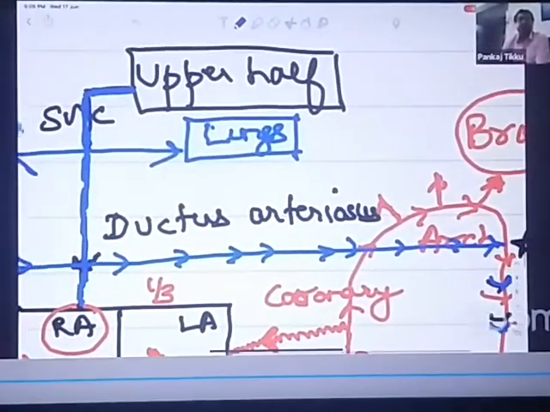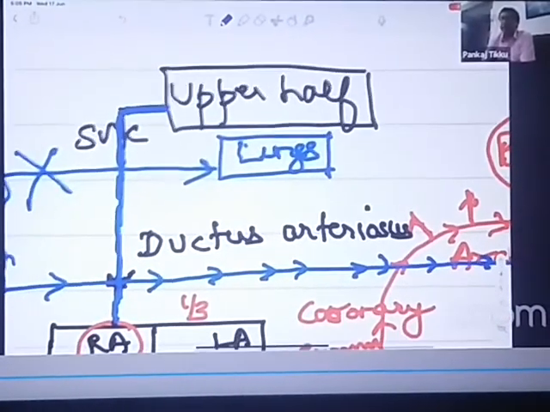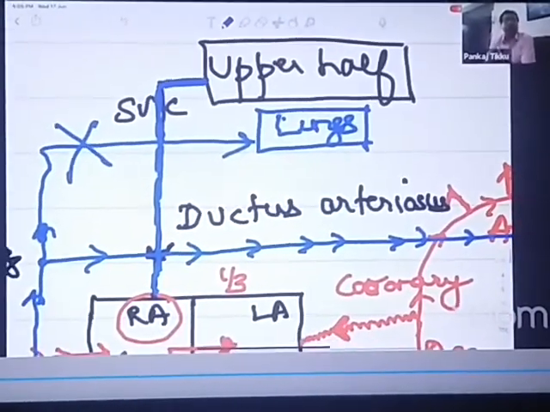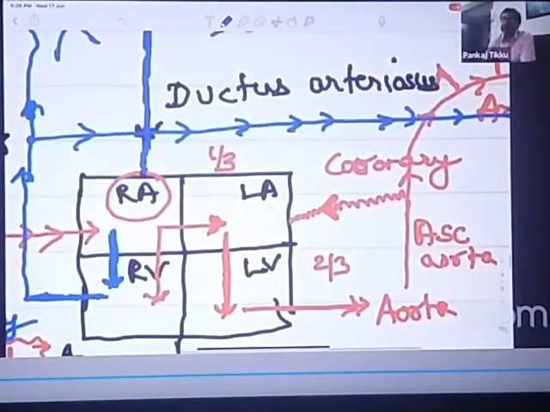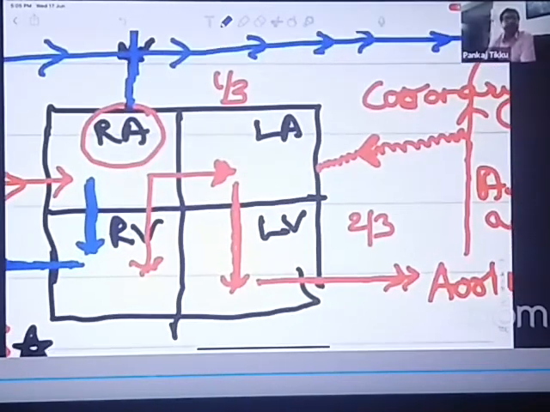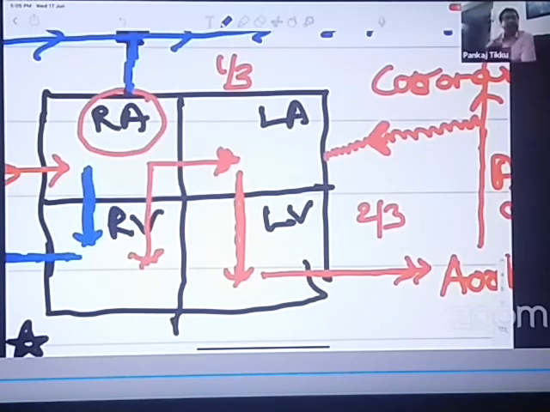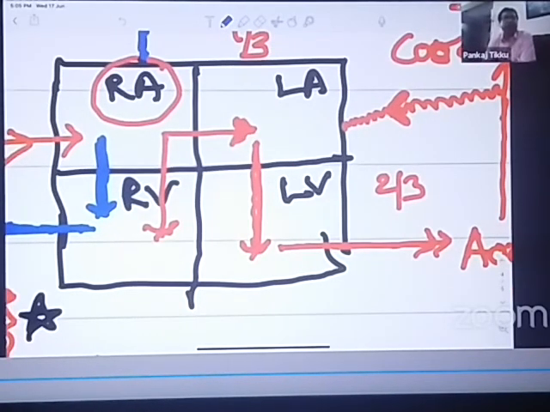Regarding the upper half of the body, the blood from the upper half of the body enters into the superior vena cava. From the lower half of the body, blood was entering into the inferior vena cava. But from the upper half of the body, the blood is entering into the superior vena cava, which again enters into the right atria, RA. All this blood from the superior vena cava will go only down into the right ventricle. You can see the blue arrow going into the right ventricle, RV. So while the red arrow is dividing into left atria and right ventricle, the blue arrow is going only into the right ventricle.